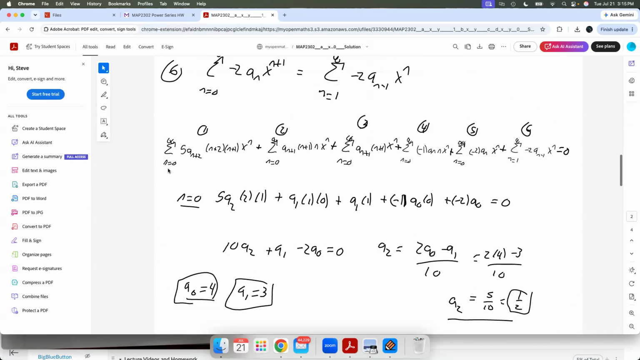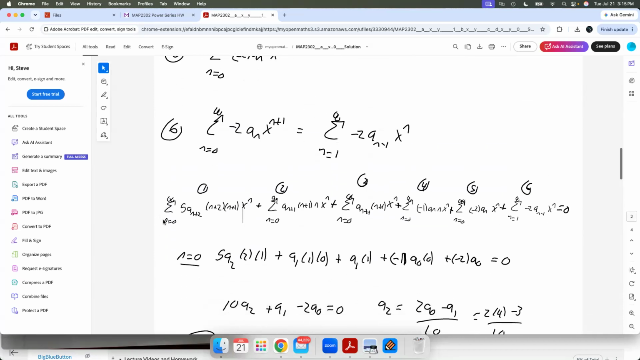A2 I had to get individually by breaking off that first term, that 0th term, from everybody that had it and ignoring the one that didn't even have it. I see. You can just do that. You could just leave it off and solve for A2 because you already have A0 and A1.